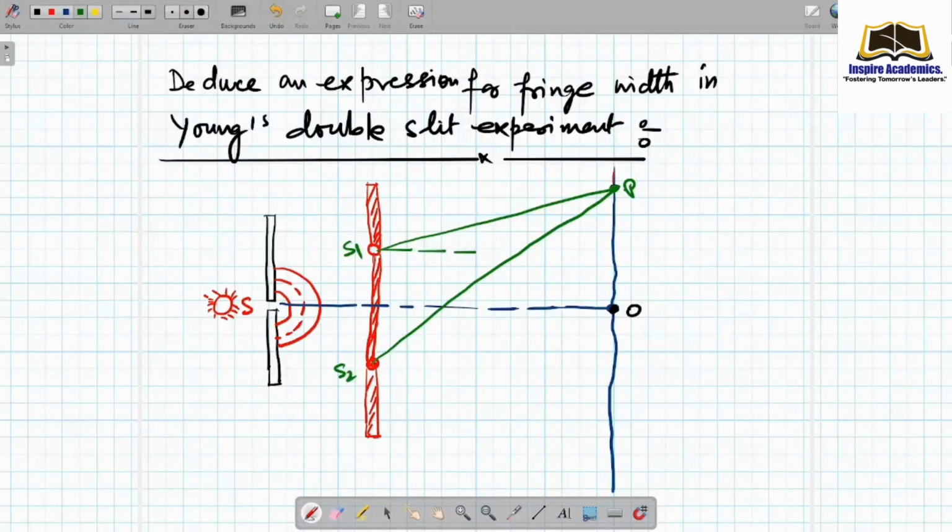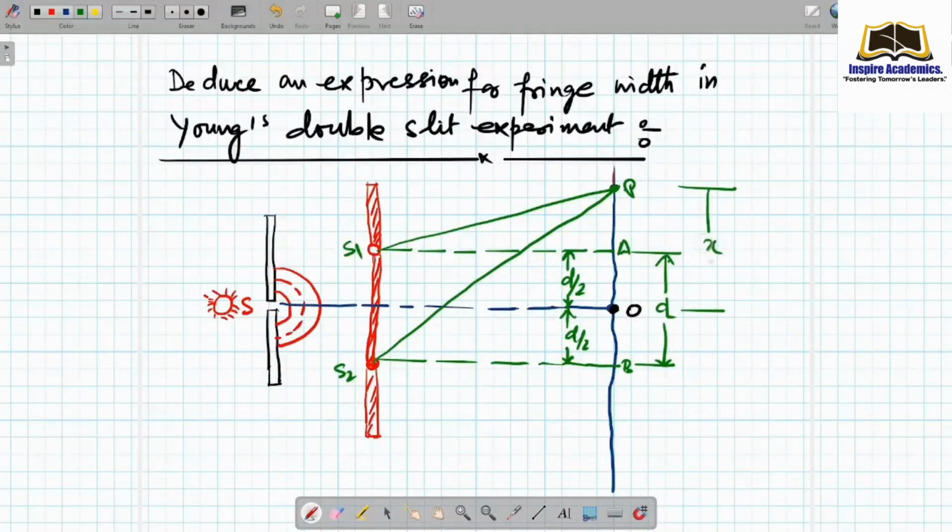Now let's take two things. From S1 if we put a horizontal line, and also a horizontal line from S2, let this point be known as A and B, and let me demarcate the AB distance as d. Then this would be d by 2, obviously it will be half, and also this will be d by 2. Is it clearly understood? All these assumptions. Let me say from the center point, the distance of P where the fringe is made is x.